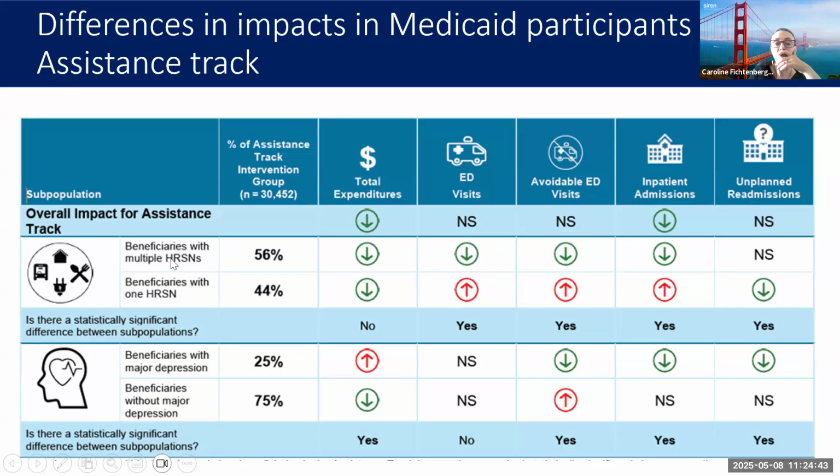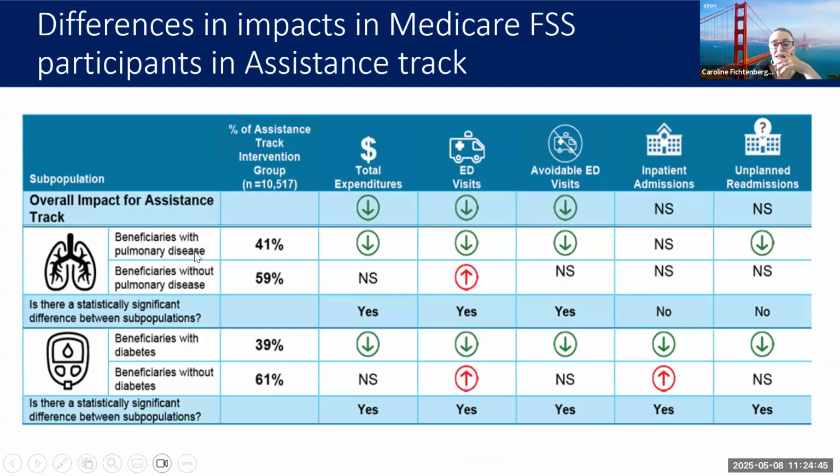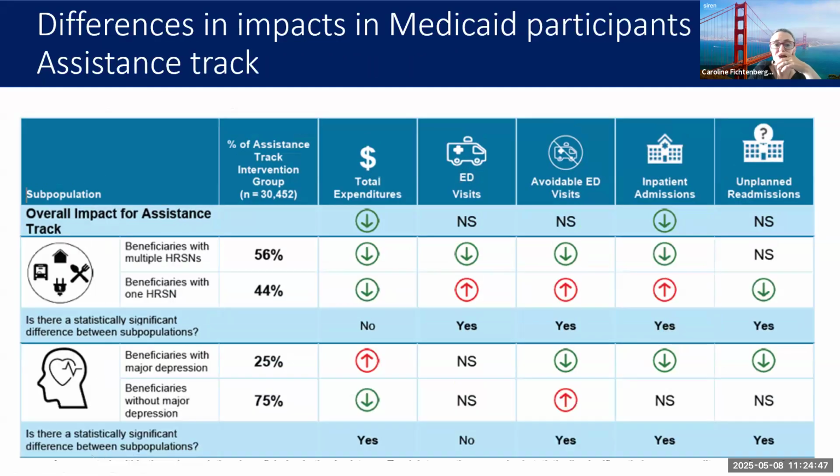And individuals with more than one HRSN at baseline had bigger impacts in terms of utilization. So they had a decrease in ED visits, while the beneficiaries with one HRSN had an increase. They had a decrease in avoidable ED visits and a decrease in inpatient admissions, both of which were increases for beneficiaries with just one HRSN. So in the assistance track, it looks like the intervention really works much better for beneficiaries with multiple HRSNs.